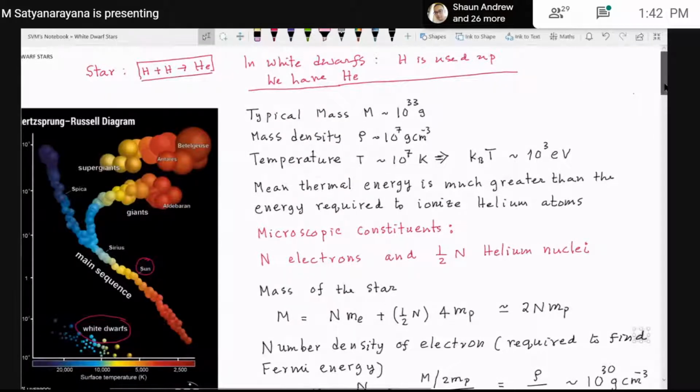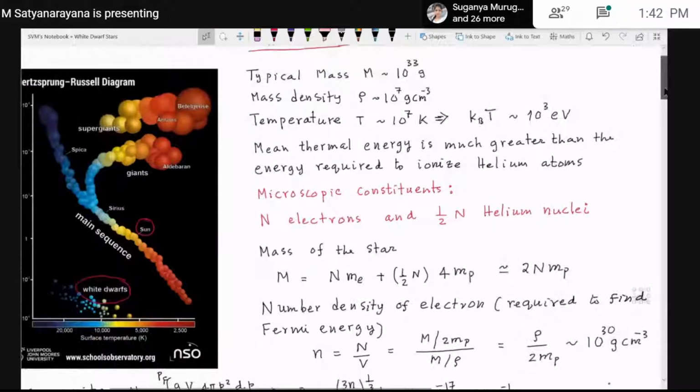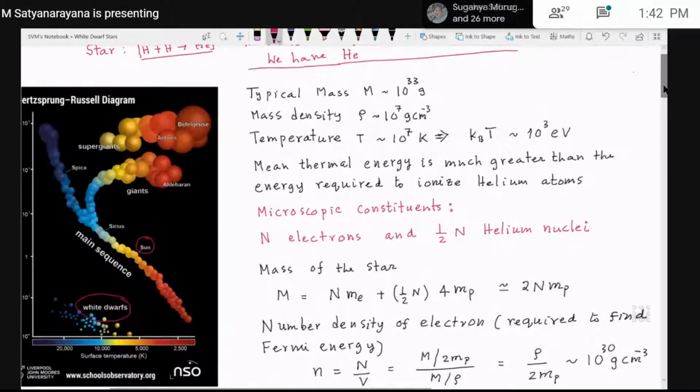Now the number density of the electrons is simply the total number of electrons divided by the volume. The total number of electrons can be obtained as we have seen here, so you can write down capital N is equal to the mass of the star divided by 2 times the mass of the proton. And V is nothing but M by rho. So I told you what the mass and the rho are. Your volume is basically equal to M by rho. So this gives me a value rho divided by 2 times M.